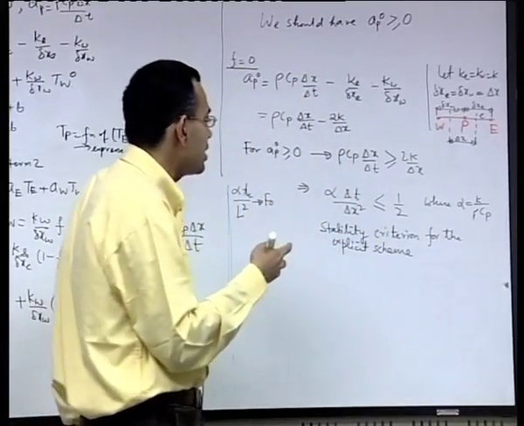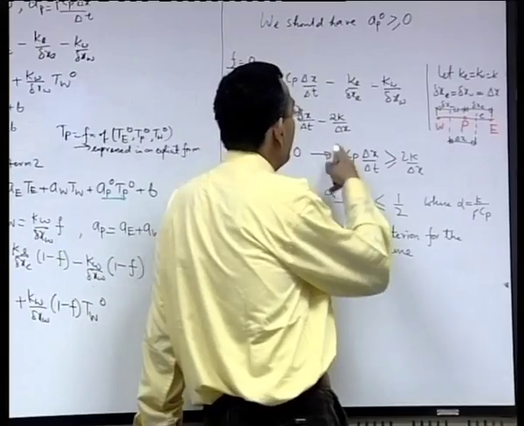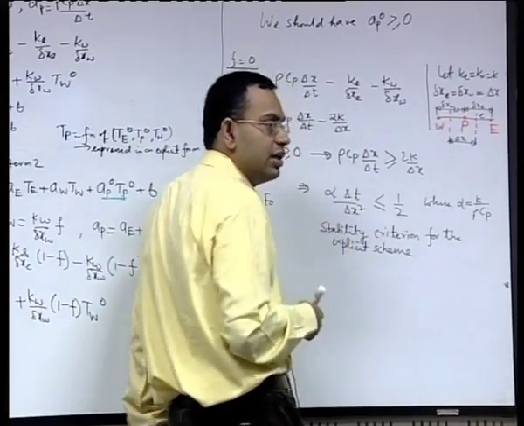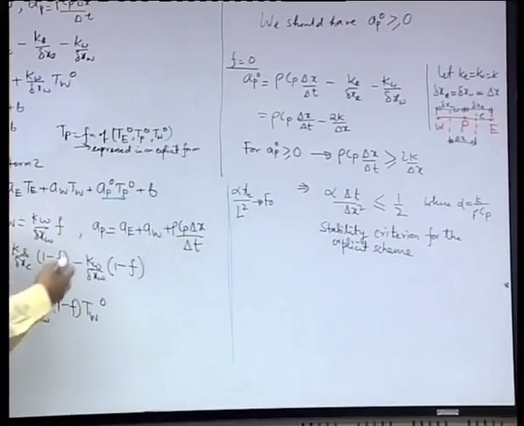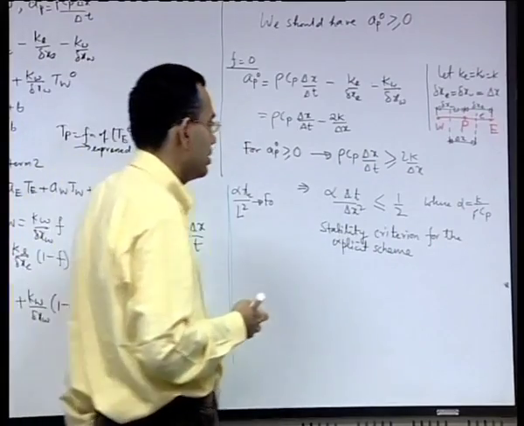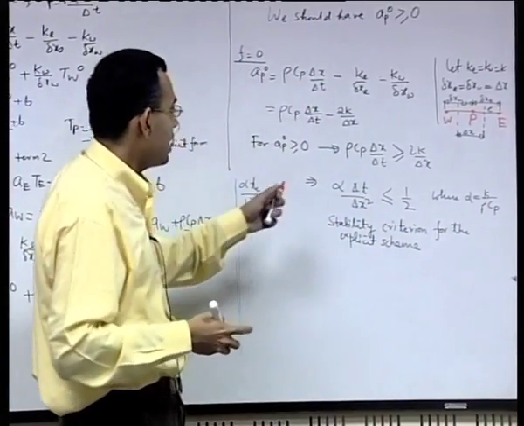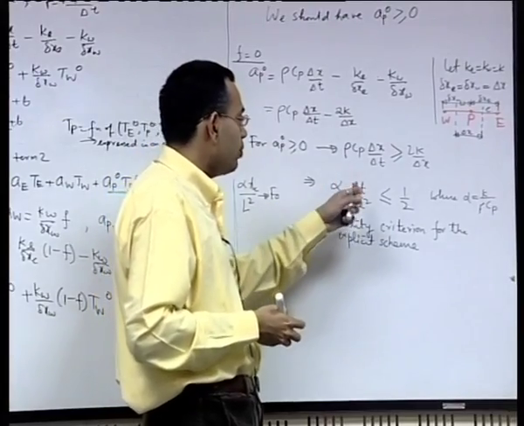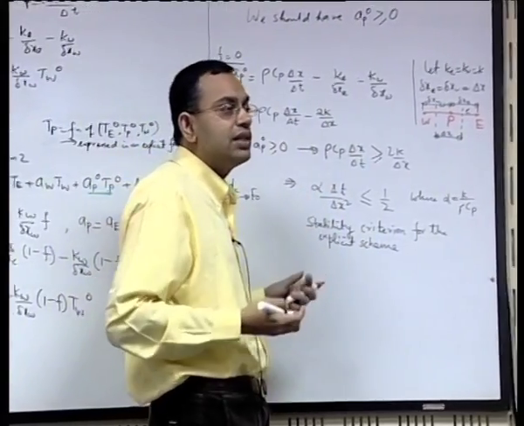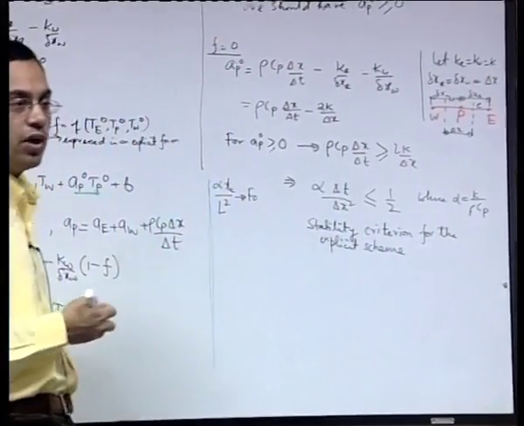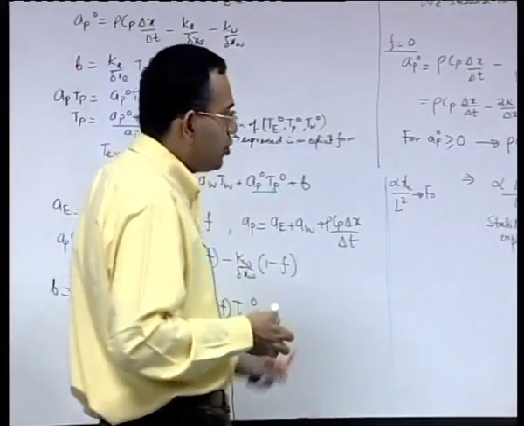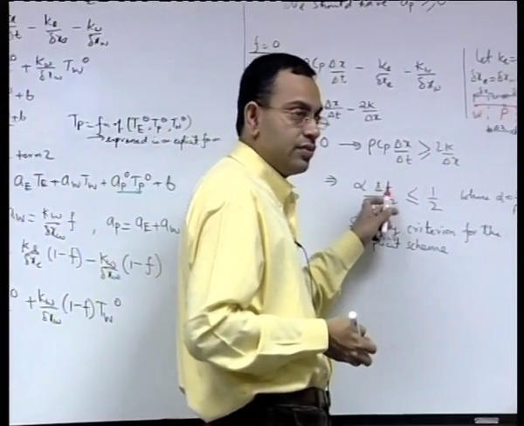is that this scheme is stable so long as all coefficients of the algebraic discretized equation are of the same sign. Now, what does this criteria effectively mean? We have derived a criteria. What will you do with this criteria when you are working out a problem numerically? You have to be careful about your time step.